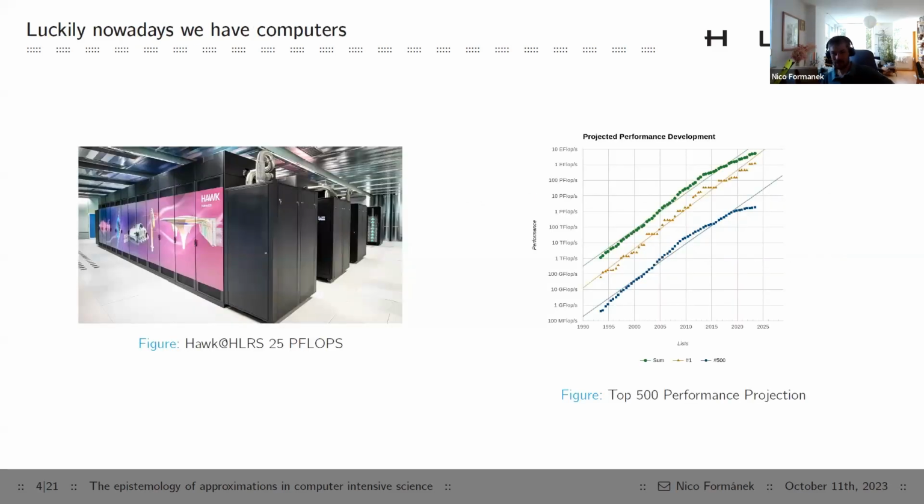So luckily nowadays we have these computers here. I showed the computer we have at our institution. It's called Hawk. It has a peak power, if that means anything to you, a peak computing power of 25 petaflops. So the flop is the floating point operations per second it can do. It's just the general measure of computing power that people use to rank these systems.